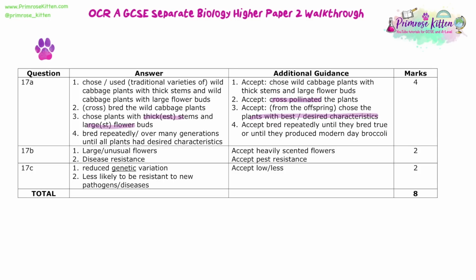Bred repeatedly over many generations, until all the plants have the desired characteristics. Or you could say bred repeatedly until they bred true, which is the same shorthand way of saying that, or until they produced modern day broccoli. That's also fine for step 4. So there's lots of steps in the process here that you can have alternative wording for, but hopefully this is something you've learned as a process and the language you've learned is easy to replicate here.